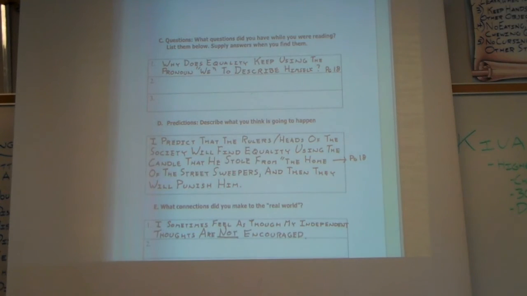First of all, why does Equality keep using the pronoun we to describe himself? This starts occurring on page 18, but goes through the entire first chapter. If I find out that answer later on, I might write it right down there, but as for right now, this is a solid question.